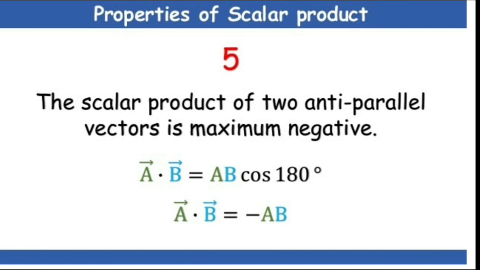Now the scalar product of two anti-parallel vectors is maximum negative. Anti-parallel means theta equal to 180 degrees. Cos 180 is minus 1. So we will have vector A dot vector B is equal to minus AB.